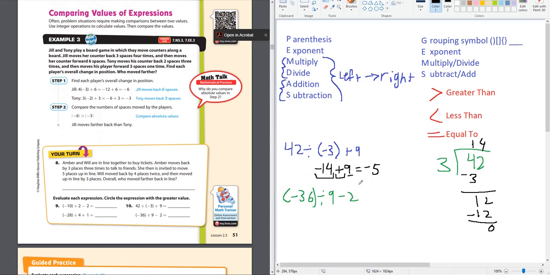And if you're not sure, make your own number line, work it out, pause it if you need to, and then see how I got to negative 5. So here we have negative 36 divided by 9. 36 divided by 9 is 4. Negative divided by positive, so that's a negative 4, minus 2. I'm starting at negative 4, going to the left, because that's minus a positive, 2 times. So it's negative 6. So I'm comparing negative 5 to negative 6. In this case, negative 5 is greater than negative 6, because negative 5 is the less negative number.